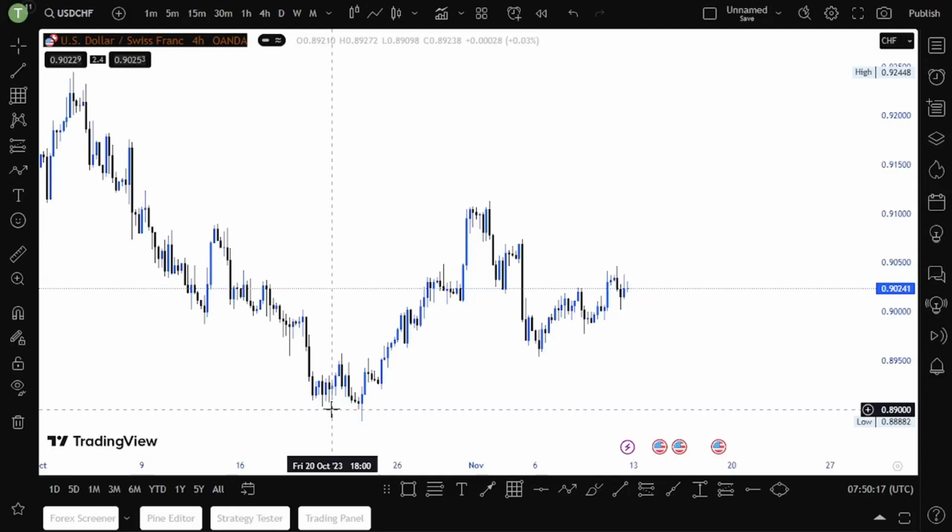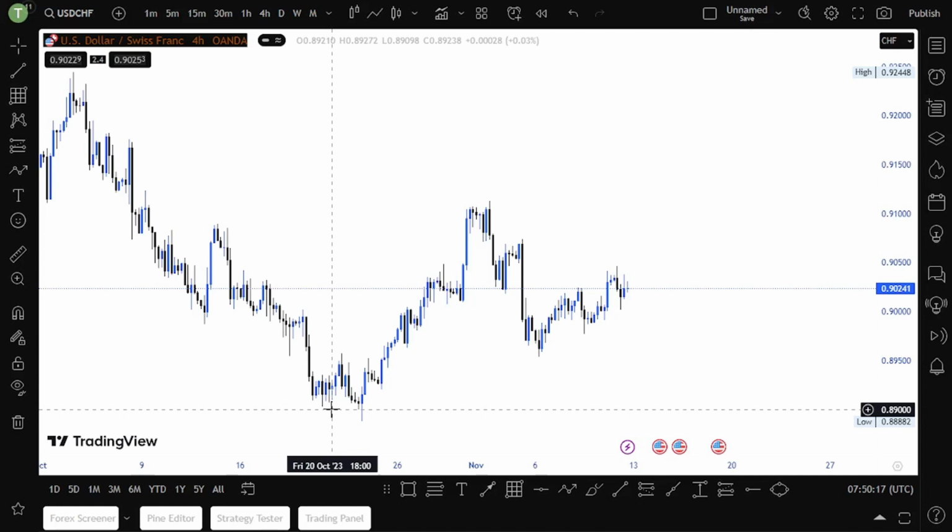Okay, USD CHF, as you can see, we went and grabbed liquidity at this supply zone. That is where we sold. Now we are currently in a sell, so I expect USD CHF to drop lower.